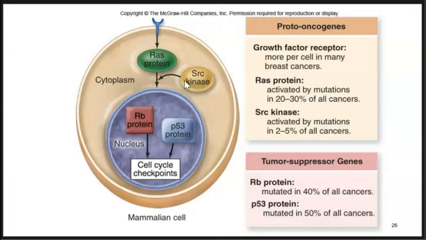Look at the probability of these things being involved in cancer. The RAS protein mutation is activated in 20-30% of all cancers. Look at the P53 protein, mutated in 50% of all cancers. It doesn't mean every cancer is going to have exactly these tumor suppressor genes or proto-oncogenes mutated, but they are big players. So again, that's why we look at these nowadays.